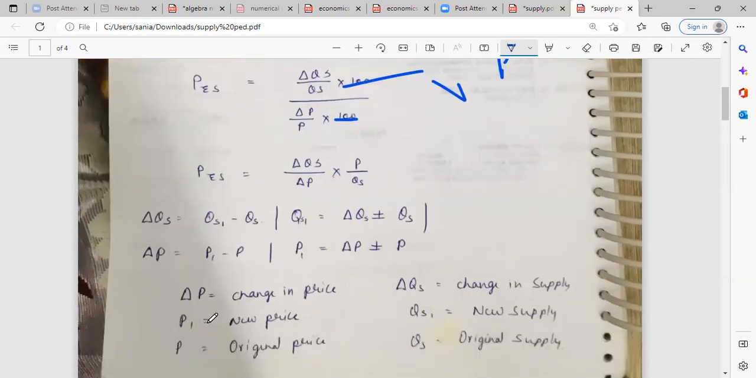Delta P is change in price. P1 is new price. P is the original price. Delta QS is change in supply. QS1 is new supply. QS is original supply.